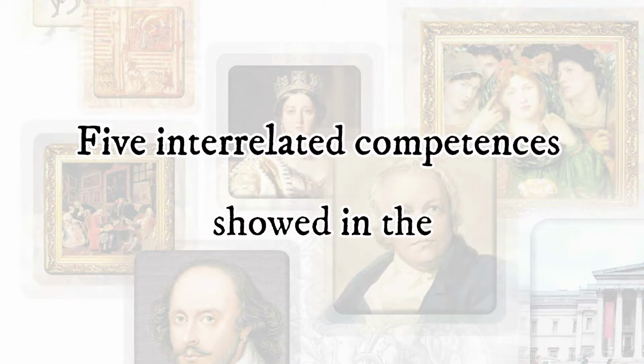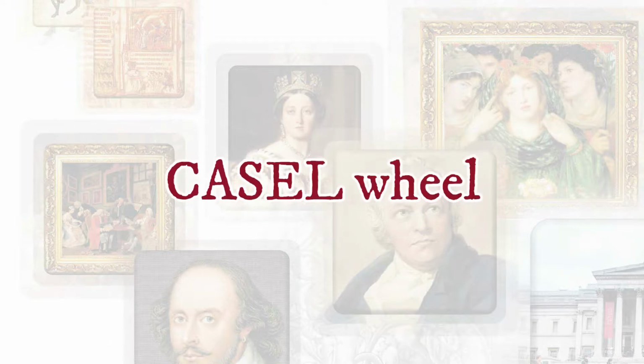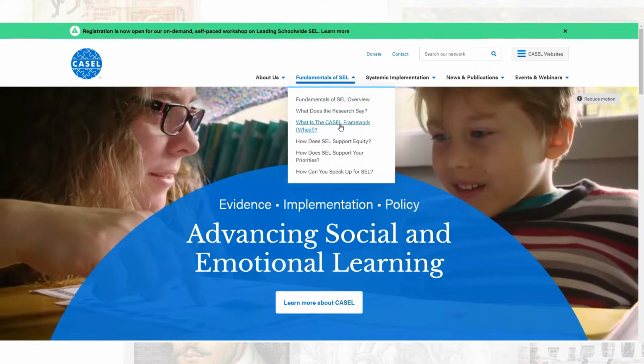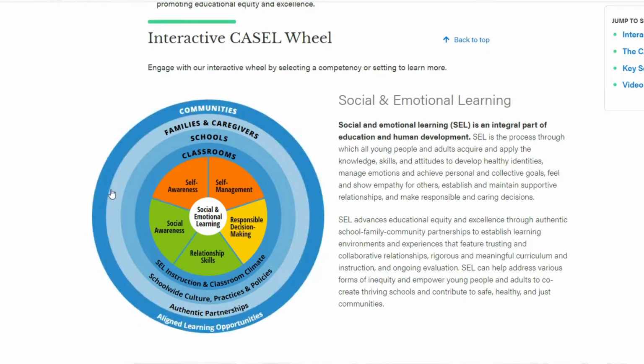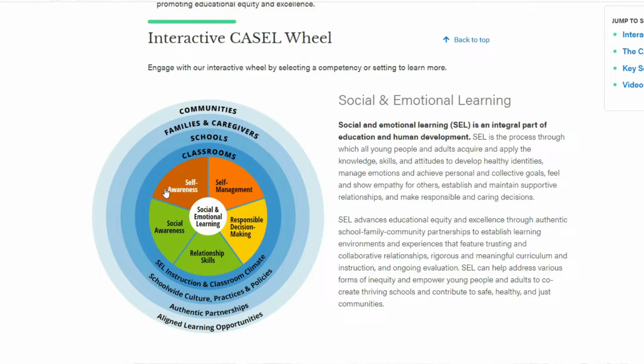SEL focuses on 5 core interrelated competencies for social and emotional development, as shown in the CASEL wheel. The first one is self-awareness, which is recognizing one's values, one's needs and emotions. The second one is self-management, which is understanding how to manage one's behavior and emotions to achieve one's goals. Then we have social awareness, recognizing and understanding emotions and experiences of other people.